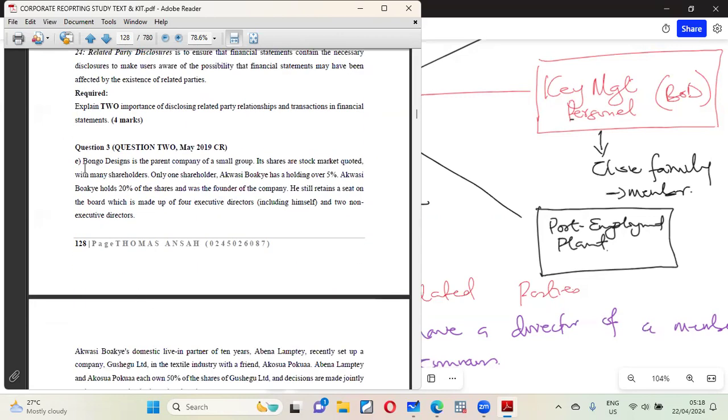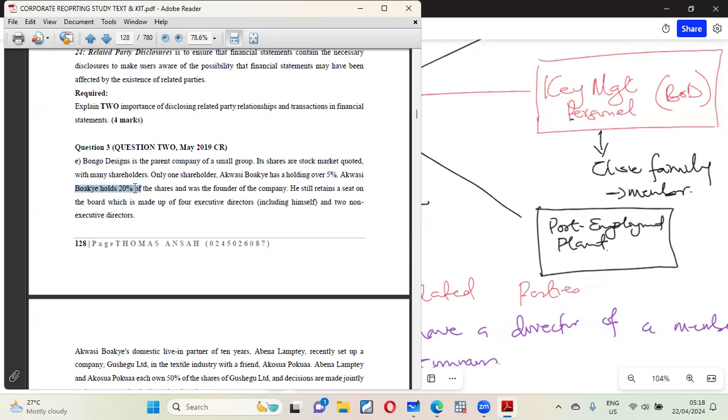Then we come to question 3. It says that Bongo Designs is a parent of a small group. Its shares are stock market quoted. That's a listed company with many shareholders. Only one shareholder, Kwesi Boakye, is holding 5%. 5% doesn't amount to anything. It doesn't amount to any significant influence, nothing.